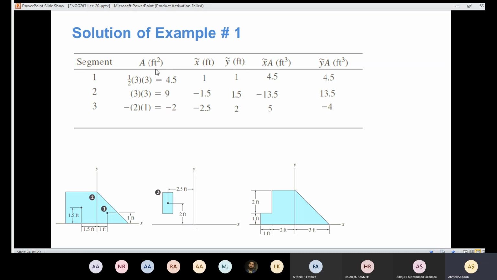Now easily I can know the summation of these areas. If I have a negative, you need to sum with the negative, algebraic summation. So here you need to apply algebraic summation. So the summation for those areas came out to be positive 11.5. Also, I need to know the summation of X hat A.